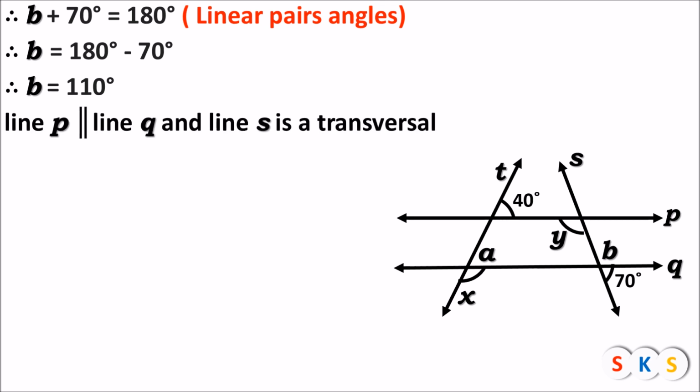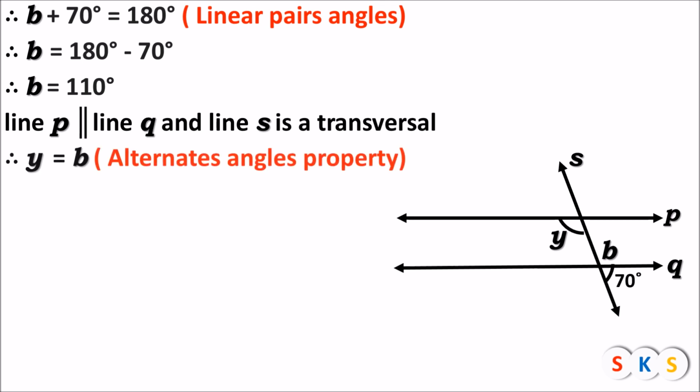Now look at this figure. Here line P and line Q are parallel and line S is a transversal, correct? So here angle Y and angle B will be equal. Look at this figure, because Y and B are alternate angles, and we know alternate angles are congruent when the lines are parallel. But B equals 110 degrees, correct? Therefore Y equals 110 degrees.